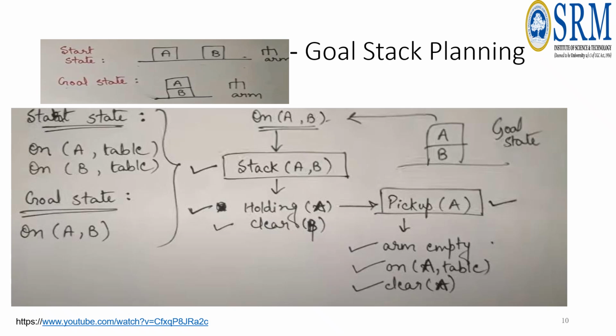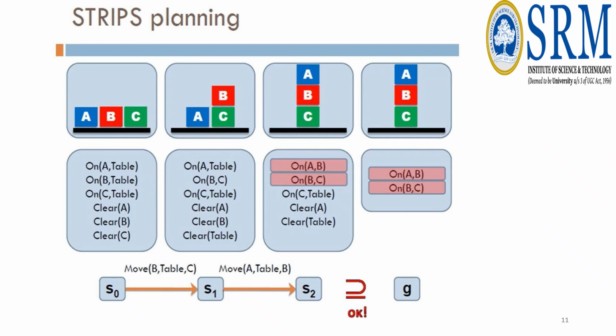So this is about goal stack planning. Another example for STRIPS planning, which comes under the planning problem. With these three states, initially you will have A, B, C blocks available on the surface of the table. Now your ultimate task is to reach the goal state, where A, B, C should be in a single stack.